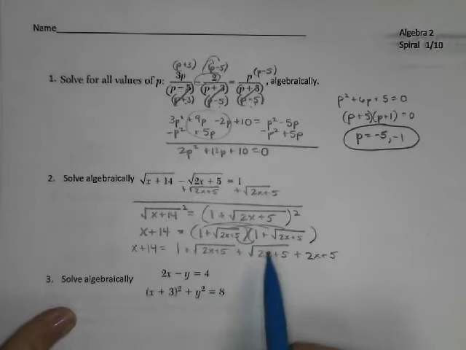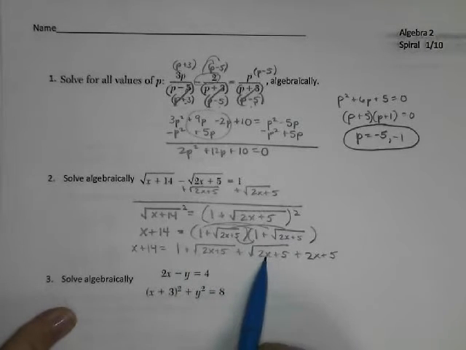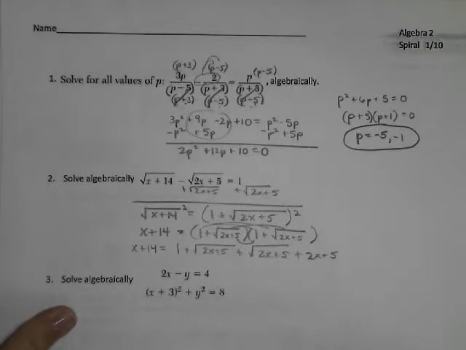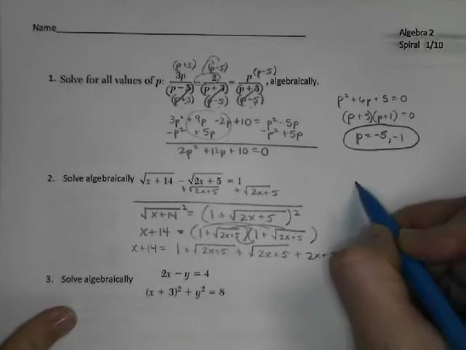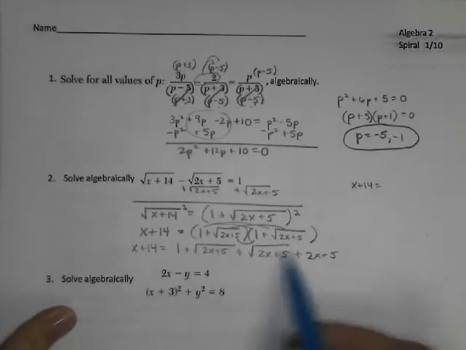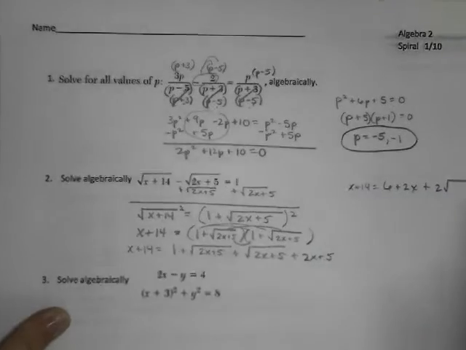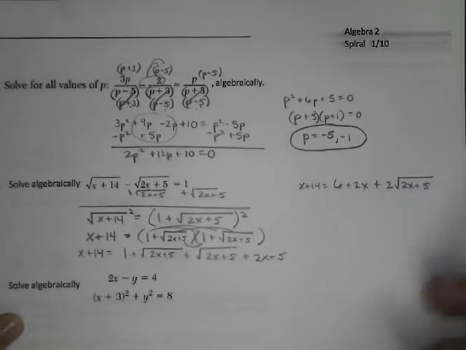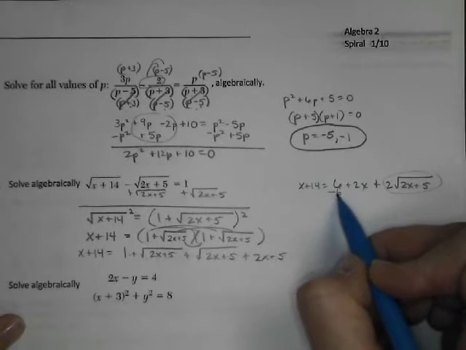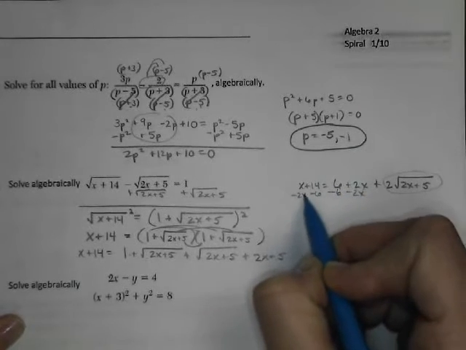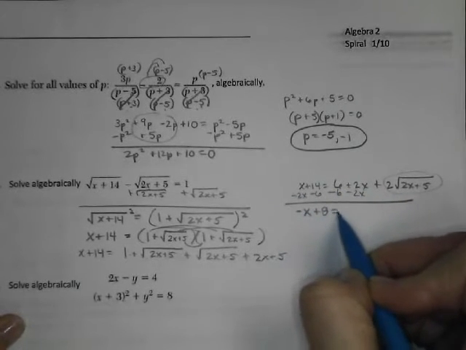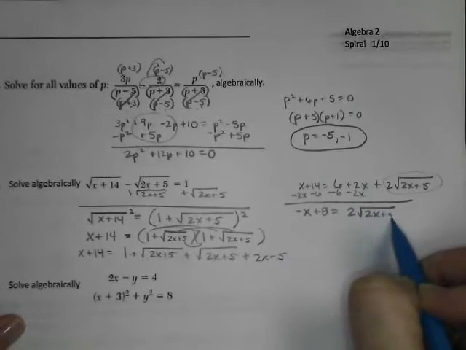Combine like terms, and so I'm going to have one of these radicals plus another one of these radicals. So I'm going to have 2 of these radicals. So I still have a radical in the problem. A lot of these problems are nicer in that once you square both sides, the radicals are gone. Well, this is a harder one, so not this type. So we have to combine these and then re-isolate. So I'm going to have x plus 14 equals 1 plus 5 is 6, plus the 2x, plus 2 of these radical 2x plus 5. So I'm going to re-isolate by subtracting 6 and subtracting 2x. Negative x plus 8 equals 2 root 2x plus 5.